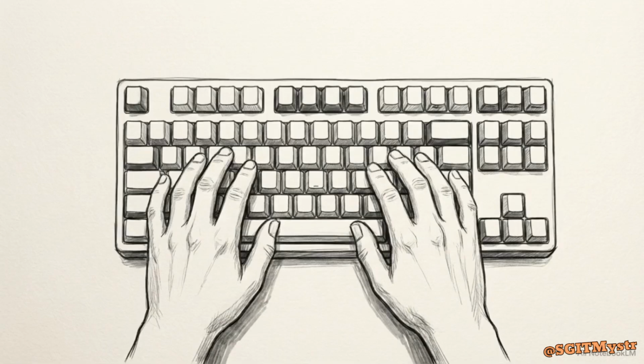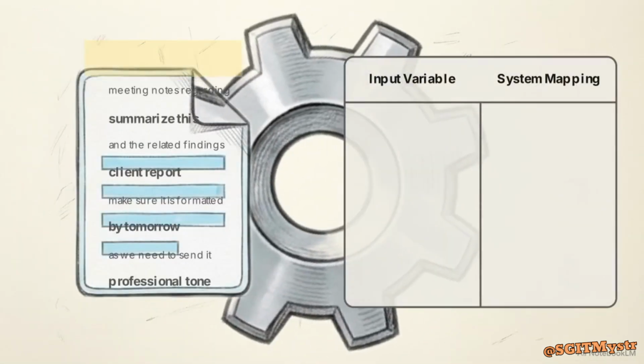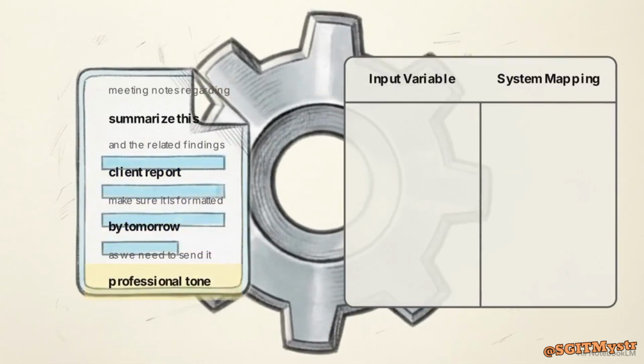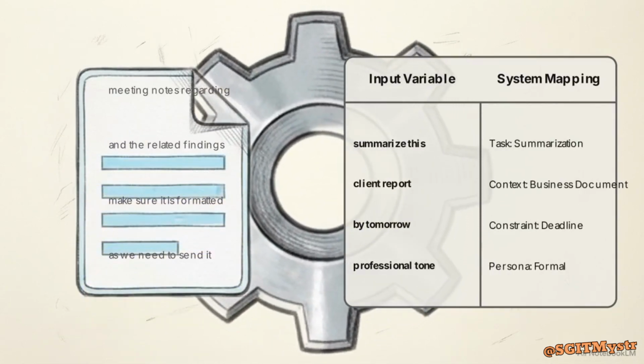Before we begin building, we need to establish exactly what kind of system we are instructing. This roadmap defines the core stack. At the top level is artificial intelligence, software mimicking human intelligence. One level deeper is machine learning, systems extracting patterns from data. Finally, deep learning represents complex neural networks solving multi-layered problems. Because this technology is essentially a massive pattern recognition engine, it relies entirely on the explicit structure of your input to map out the correct response.